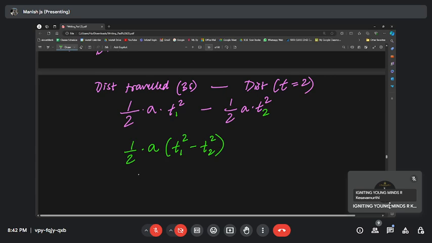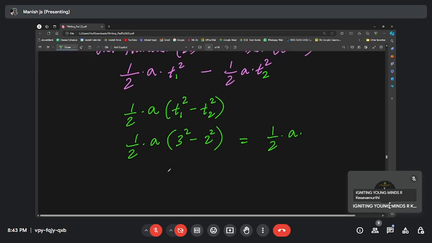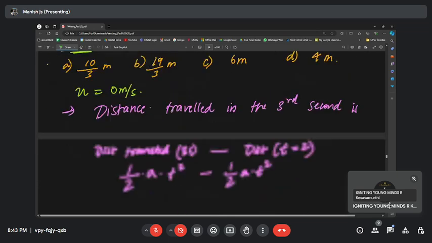Substitute third second and second. So it's 1 by 2 times a into 3 squared minus 2 squared. You compute the appropriate value. 3 3s are 9, 2 2s are 4, 9 minus 4 will give you 5. Half into a into 5, where a is acceleration. Now substitute the value of acceleration that is given in the question, which is 4 upon 3.